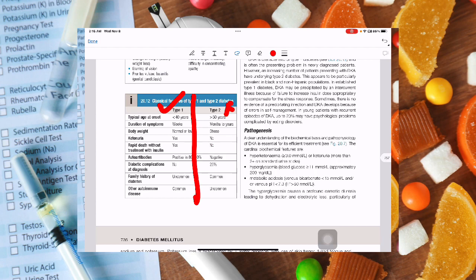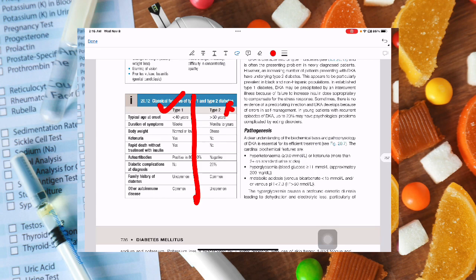There may be acute presentation like diabetic ketoacidosis. Ketone bodies may be present. Patients may present with a life-threatening situation. Autoantibodies will be positive in 80 to 90% of the cases. Chronic complications are rare. Family history is usually uncommon. Some autoimmune diseases like vitiligo and autoimmune thyroid disease are usually associated.